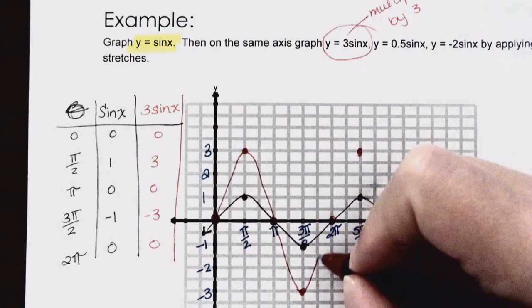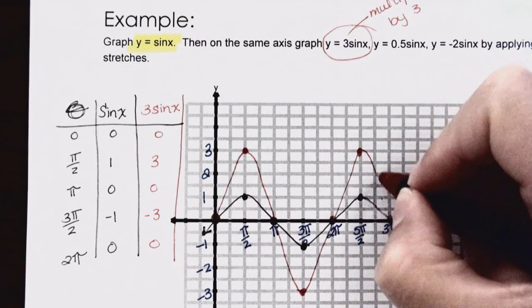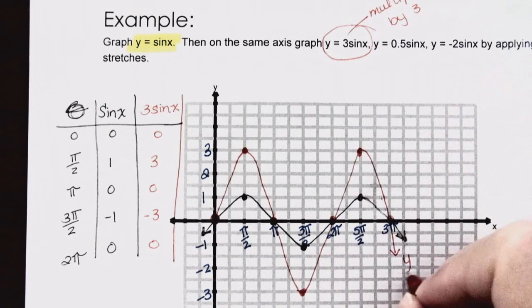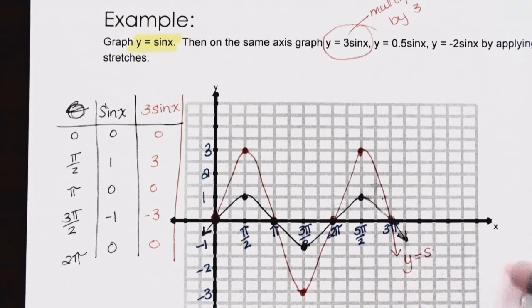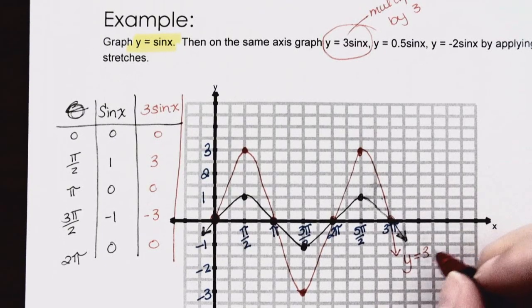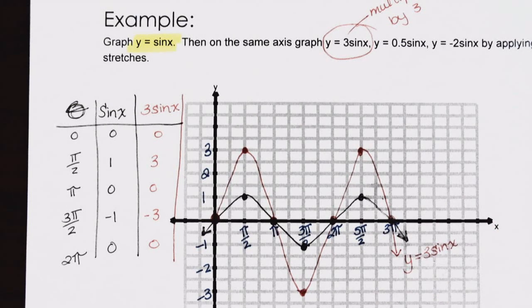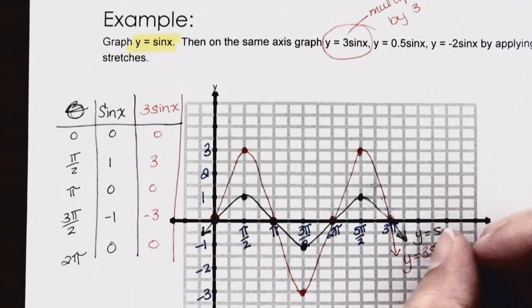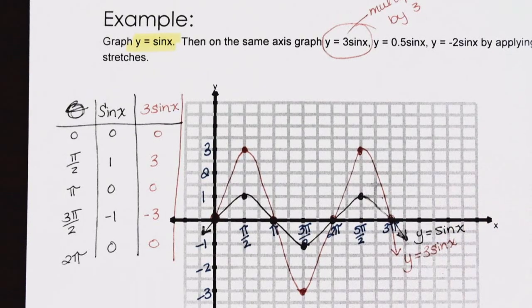What should you be doing when you have more than one graph on a coordinate plane? Labeling them. It's showing up so much nicer on the screen than it is on my actual paper.